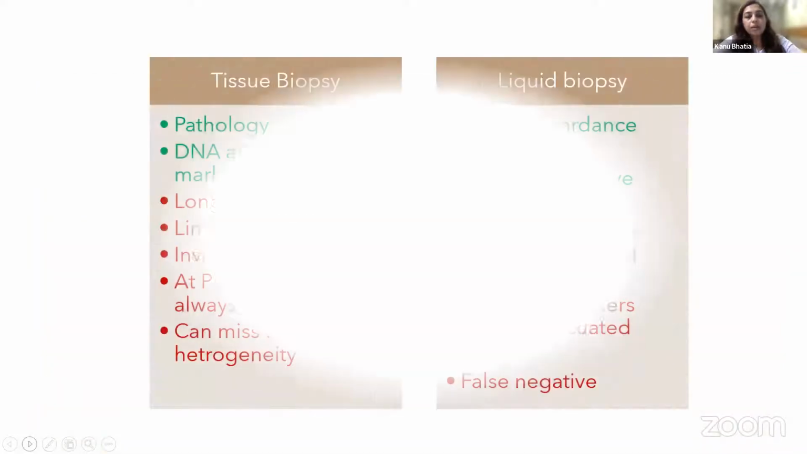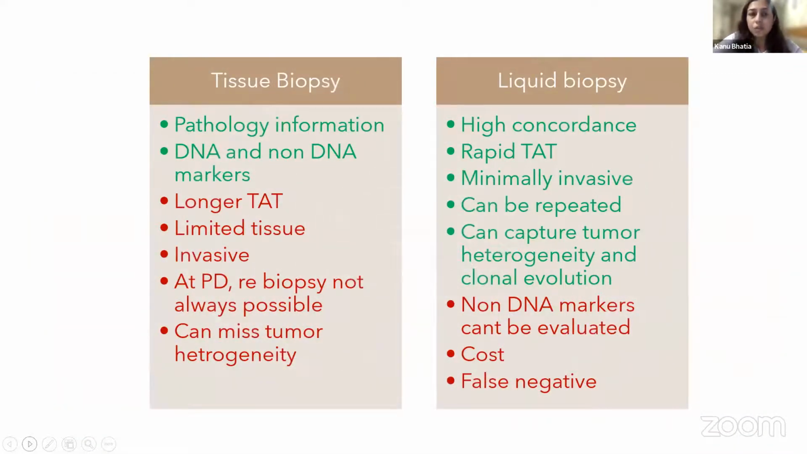So I've made a table and we all are very well versed with this. I'll begin with tissue biopsy. Tissue biopsy is the gold standard. It will tell you what type of cancer it is, whether it's small cell or non-small cell. And then you'll be able to put not only the DNA markers or the molecular markers that we are looking for, but also the non-DNA markers like PDL1. However, it is associated with longer TAT.